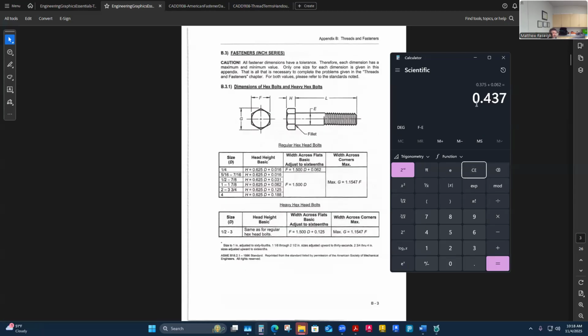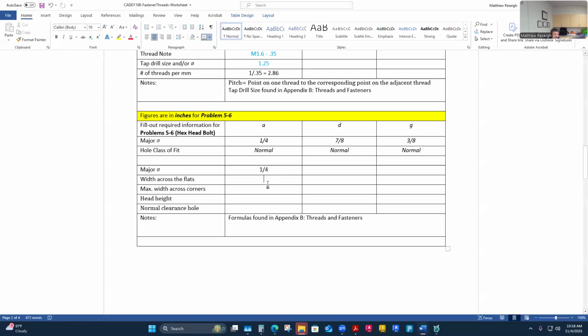If I really took a measuring tape or my caliper and I measured across this bolt head, and it measured 0.437, that would mean I could classify this bolt as a quarter inch bolt at least, because the head is 0.437. So that's going to be the next one I need in my row here, 0.437. And then I've got to know across the corners, the max width across the corners.